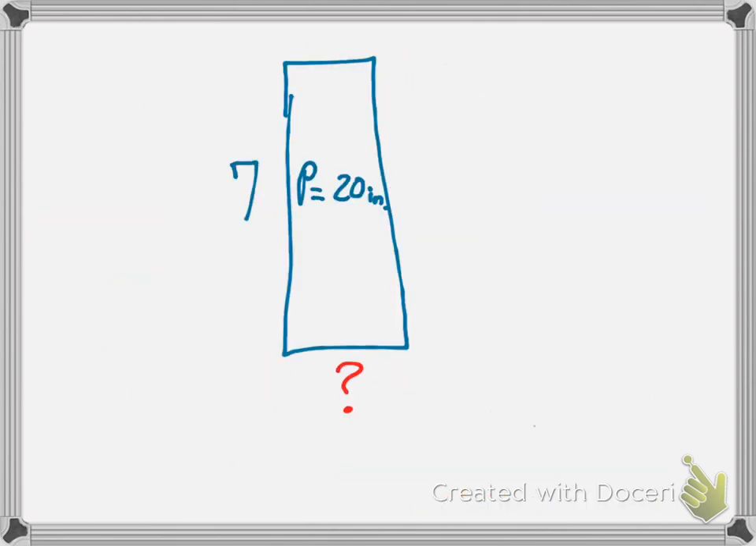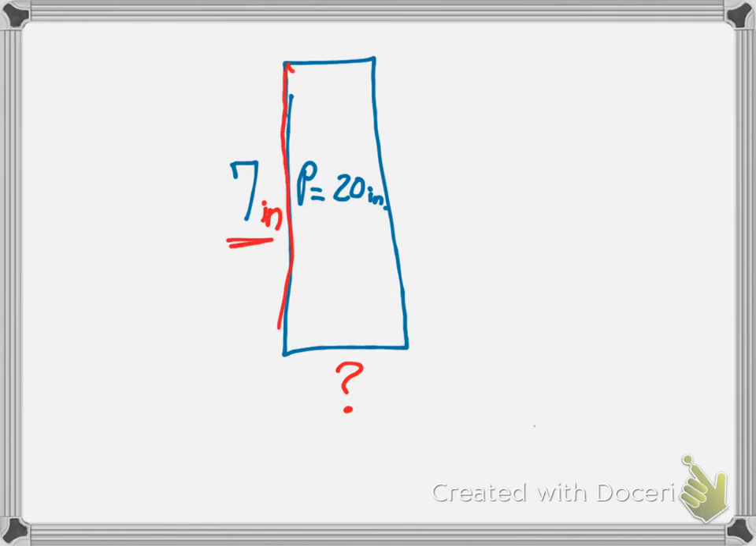All right, here's another rectangle. And I know it looks pretty sad, but I'm doing the best I can writing on this. The perimeter of this is given. The perimeter of this rectangle, this pathetic looking rectangle, is 20 inches. And we know that one side is 7 inches.